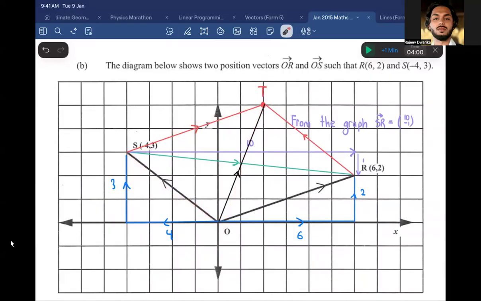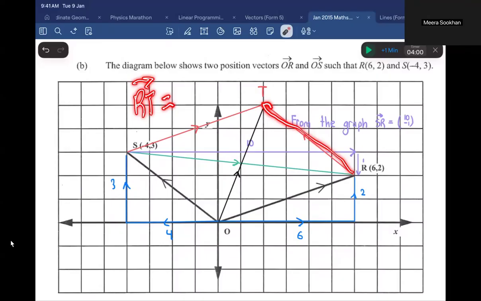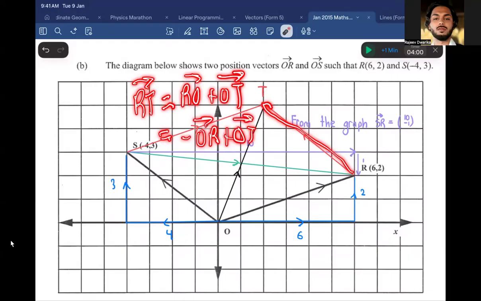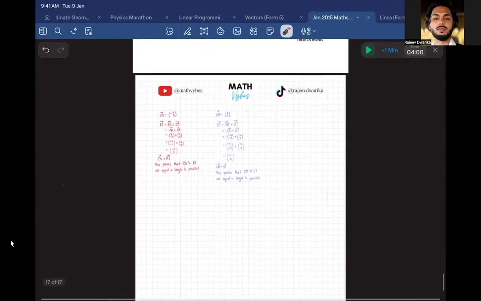All right, Mira, how would I do R to T? How would I go from R to T? R to O, O to T. And what would the next line look like? It will be negative OR plus OT. Nice. Sounds like you have it under control.